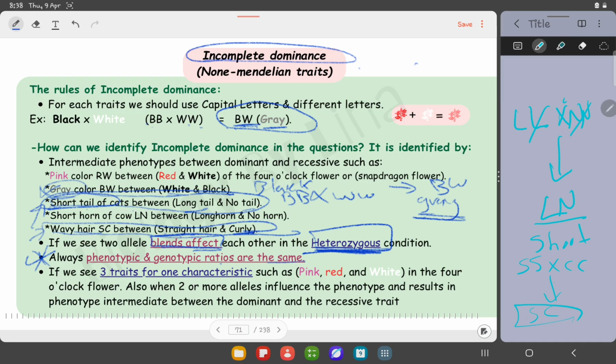Also, if in the question you see three traits for each character, because in Mendelian traits we have only two traits, but here we have three traits for each character, such as, for example, if I talk about the flower color of Snapdragon, I have pink, red, and white. And also when two or more alleles influence the phenotype and result in a phenotype which is intermediate between the dominant and recessive, this will also indicate that we have incomplete dominance.